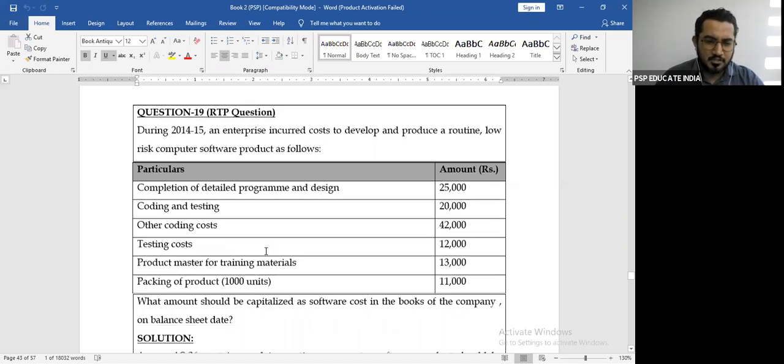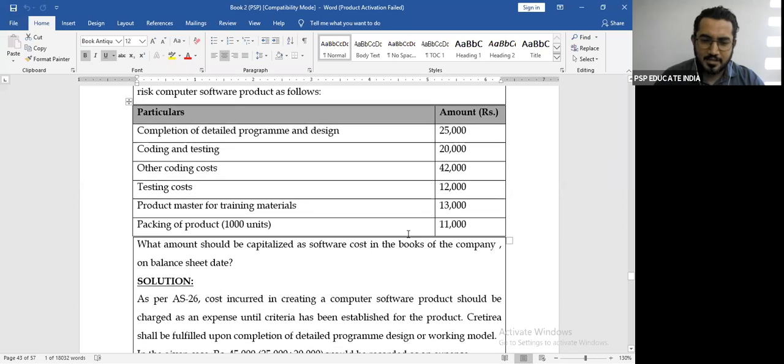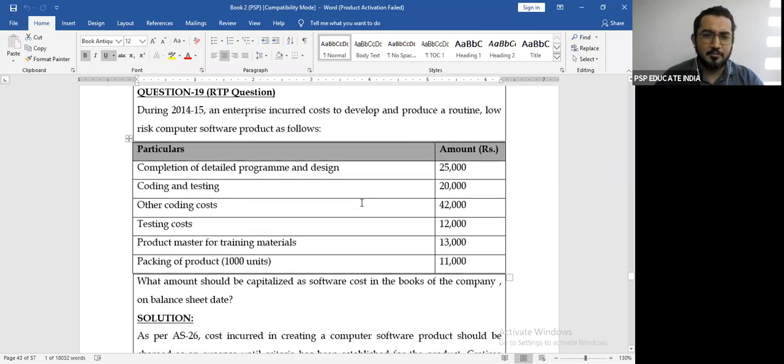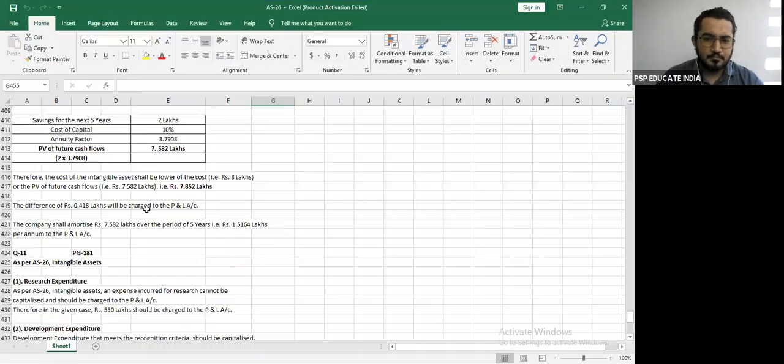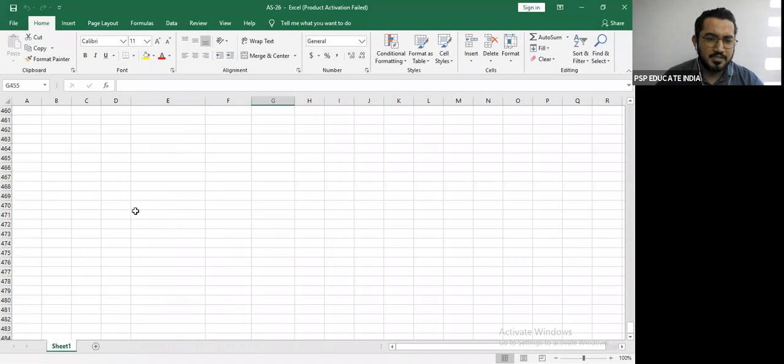The question is, what amount should be capitalized as software cost in the books of the company as on the balance sheet date? So they have asked you that out of these six costs, which is the cost that you will capitalize? Let's find that out. Put your first statement. As per accounting standard 26, intangible assets.